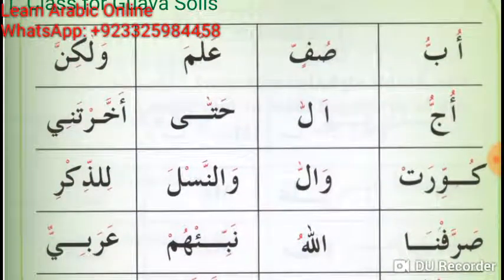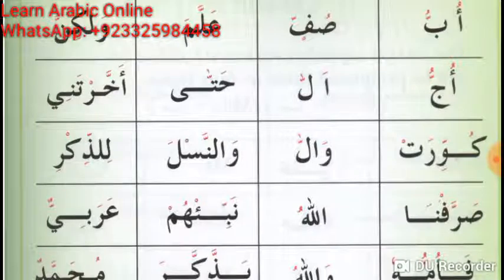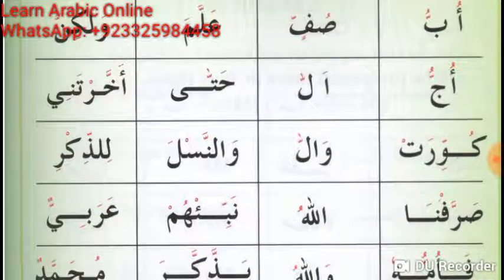Sufan. It's Sufan. How many fa do you have in this word? It's actually two. You have two fa in this word. Good. So first you have read Sufan, then we have Allah.